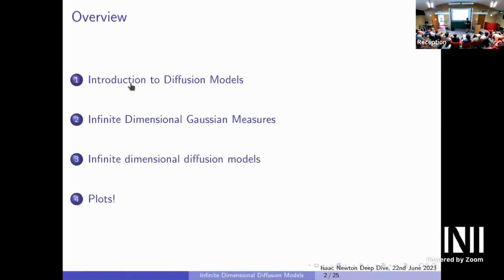Okay, so I'm going to give a quick introduction to diffusion models. I'm going to take lots of time because the last one was in discrete time, so I have to do it in continuous time once more to get it even. Then a very quick introduction to infinite dimensional Gaussian measures, because this is maybe the main prerequisite for the infinite dimensional diffusion models, and in the end some plots.